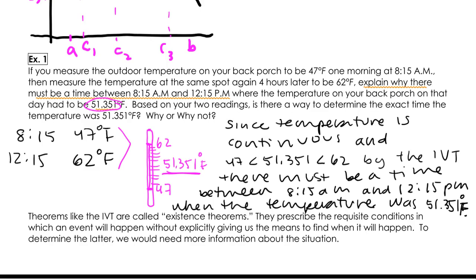Okay, so notice what IVT told us. The first question, underlined in orange, says explain why there must be a time between 8:15 and 12:15 where the temperature was 51.351. I'm going to advise that when you go to write these sentences describing your answer, you use the theorem, like I did when I went through this with you. We had to show we have continuity. We had to show that k was between f of a and f of b. Then we can say, by the IVT, this must exist. Notice I use the word exist. All I'm saying is, yes, we will hit this.